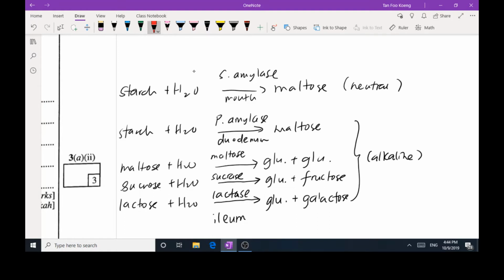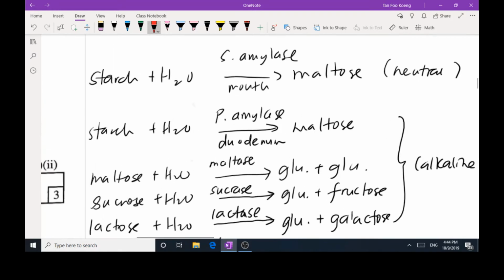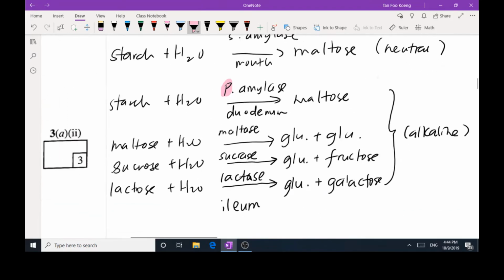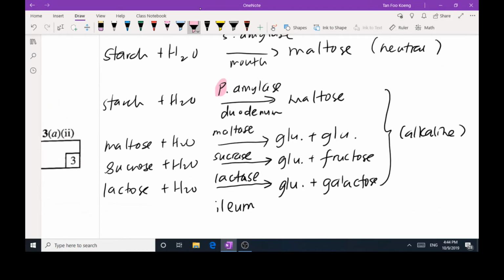And then in the duodenum also, the starch, which has not been fully broken down at the mouth, will continue to be broken down here in the duodenum. So starch is hydrolyzed to maltose in the duodenum with the help of pancreatic amylase. And then the maltose enters the duodenum and small intestine.